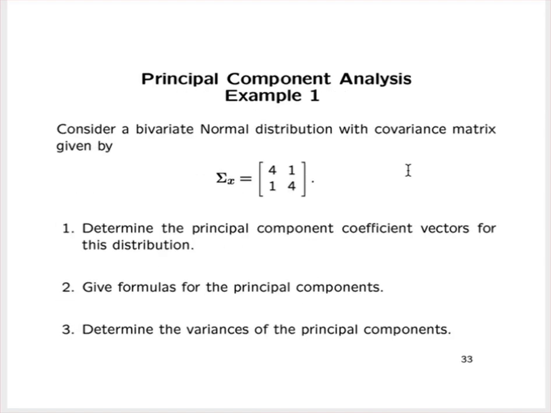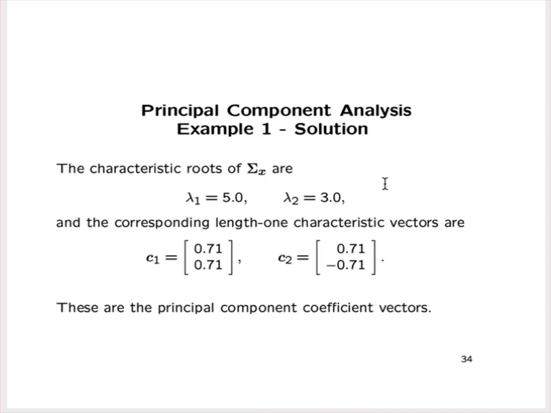So for this particular covariance matrix, capital Sigma, the characteristic roots are lambda 1 equal to 5 and lambda 2 equal to 3. The corresponding length 1 characteristic vectors are C1 with entries 0.71 and 0.71, and C2 with entries positive 0.71 and negative 0.71. So C1 is the length 1 characteristic vector corresponding to lambda 1 equal to 5, and C2 is the length 1 characteristic vector corresponding to lambda 2 equal to 3.